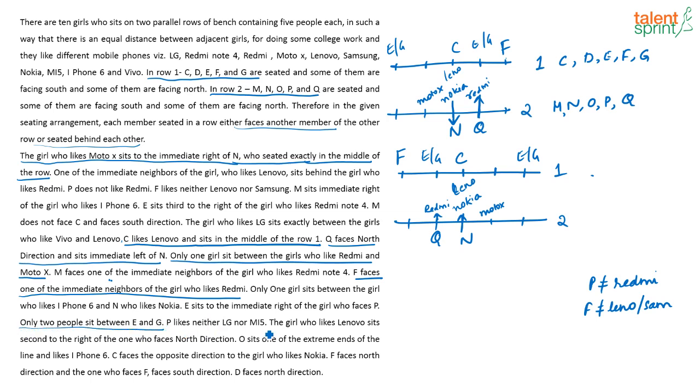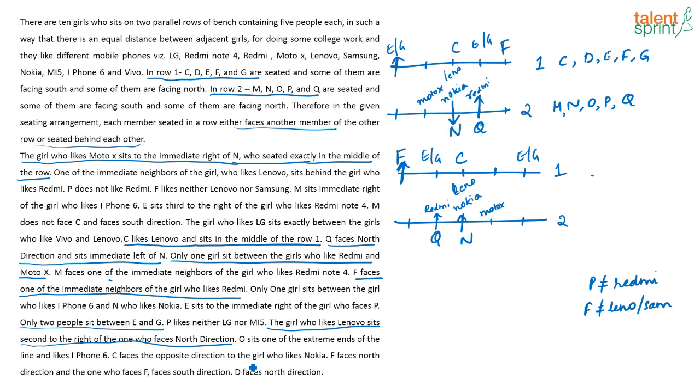P likes neither LG or MI5. The girl who likes Lenovo sits second to the right of the one who faces north direction. So this person is facing north direction. So here again this person is facing north direction. Second to the right of the one who is facing north direction. O sits on one of the extreme ends of the line and likes I46.